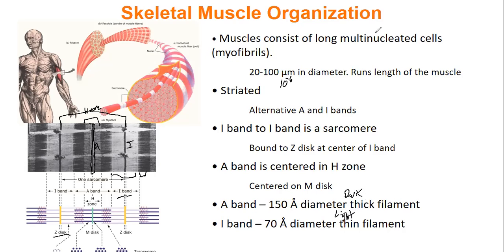I is in the word light, A is in the word dark. Hey, that's a pretty good memorization tool. I like it. Light, dark. Very good. Thank you for sharing. I never thought about that before. All right, so we have I band, A band.